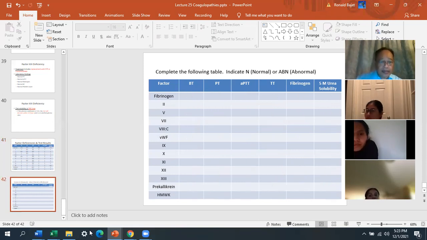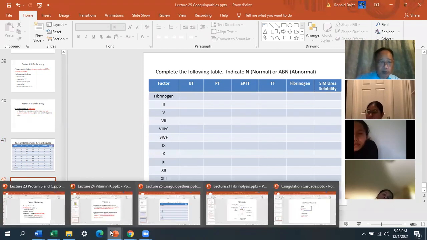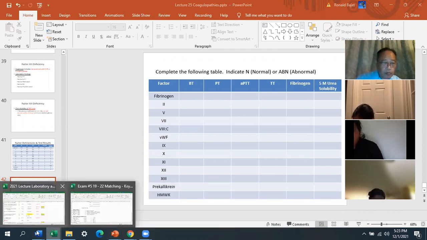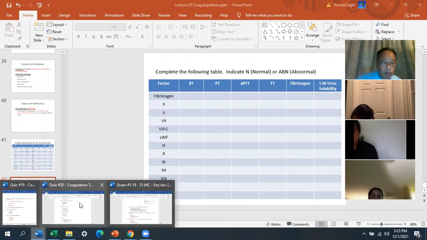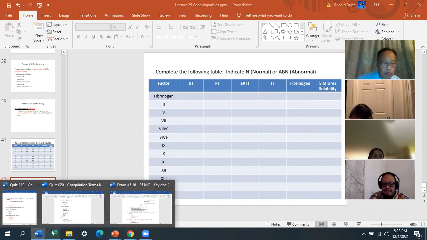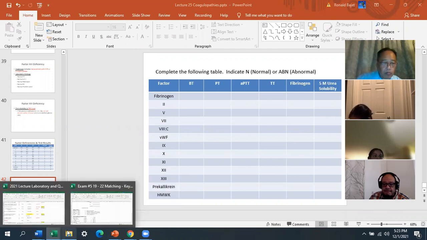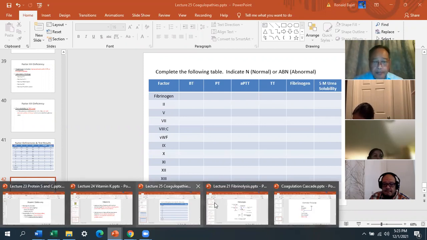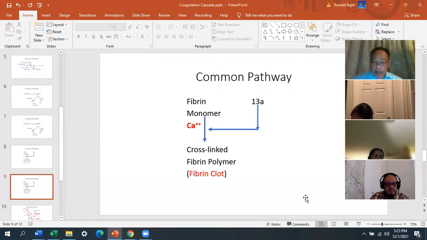All right, so that is it for my lectures, my last lecture of the year. So the next thing I want to show you is this one. The coagulation cascade.